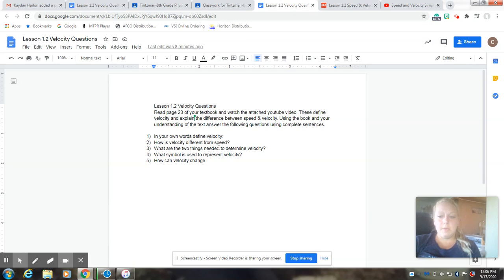Number 3, tell me what the 2 things are that we need to determine velocity. In number 4, tell me what the symbol is that represents velocity. And number 5, I want you to think about how velocity can change and give me an example of that. When you're done with that, you can turn it in.